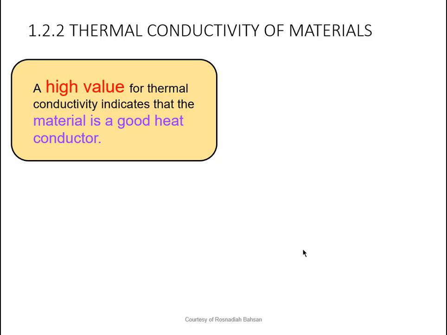So what does a high value of thermal conductivity mean? It indicates that the material is a good heat conductor. For example, in order to transfer electricity we must have a good conductor, such as copper wire. So the thermal conductivity of copper is very high.